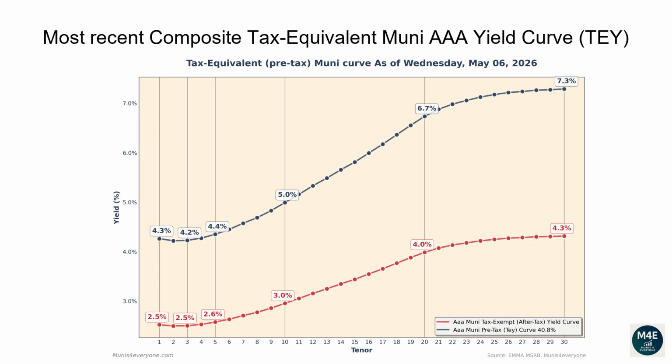The one-year tax-exempt yield is 2.52%, corresponding to a 4.26% tax-equivalent yield for investors in the top tax bracket. The two-year tax-equivalent yield is 4.22%. The 5-year tax-equivalent yield is 4.35%. The 10-year tax-equivalent yield is 4.99%. The 20-year tax-equivalent yield is 6.74%. The 30-year tax-equivalent yield is 7.29%.